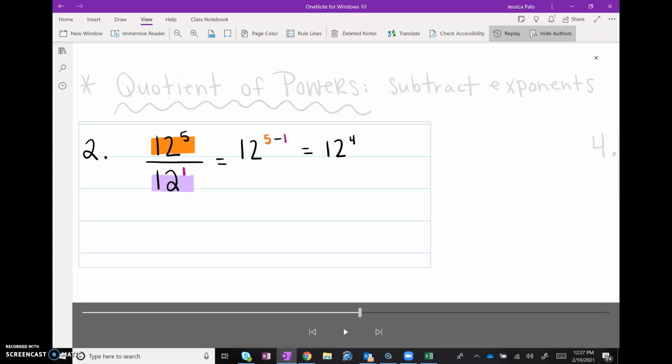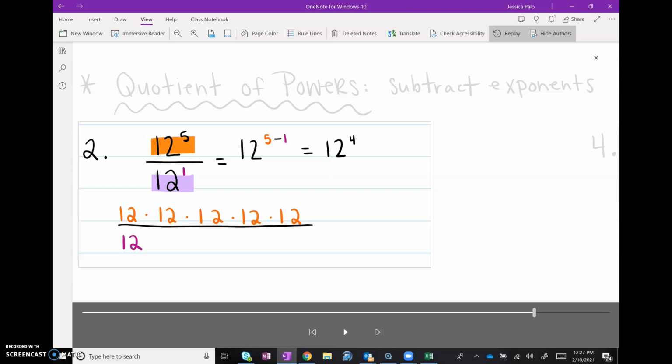You can also write this problem out. There will be 5 12s in the numerator and 1 12 in the denominator. Cross out your pairs, and what are you left with? You are left with 12 times 12 times 12 times 12, which equals 12 to the 4th power.